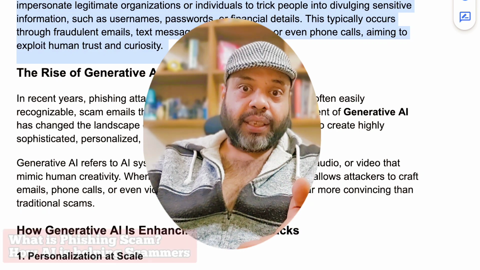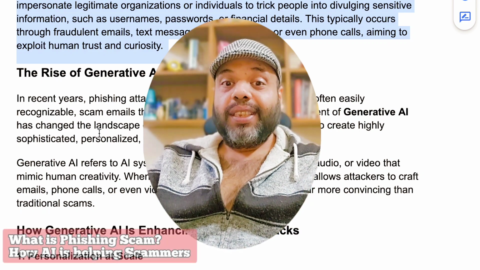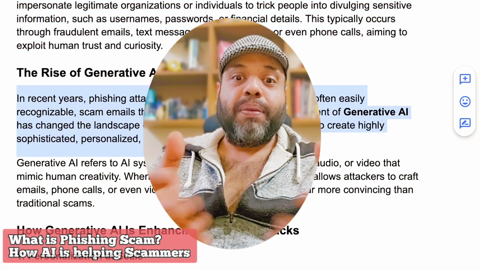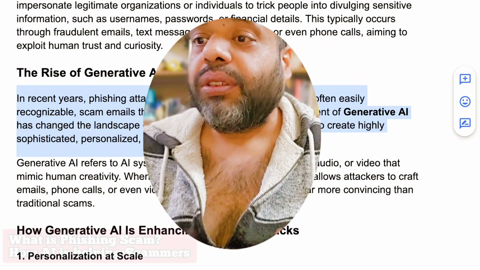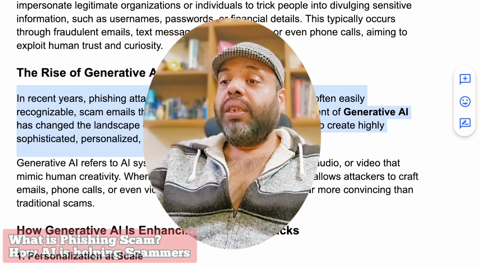So educating ourselves is important, because politicians are not going to do it. They're going to talk about trillions of dollars, but if you and me lose a few thousands, then we are screwed, right? So let's understand the rise of generative AI in phishing, right?